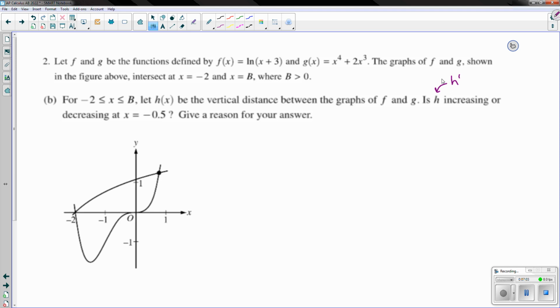We'll know it's increasing if the derivative is positive at this specific point, -0.5. If it's decreasing, the output of the derivative at that point will be negative, and that will be our reasoning as well. So we need to define h. H is the vertical distance, so let's define it in terms of a function. So the vertical distance between two curves is just going to be the top curve minus the bottom curve. So h of x is f of x minus g of x, which means h prime of x, when we differentiate a difference, that ends up being the difference of the derivatives.